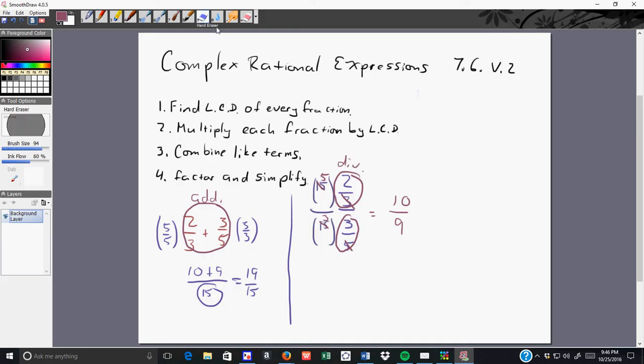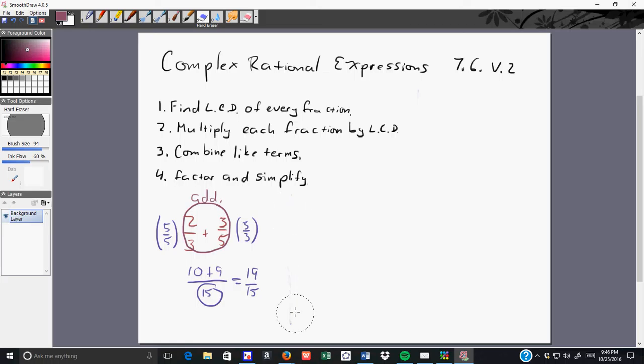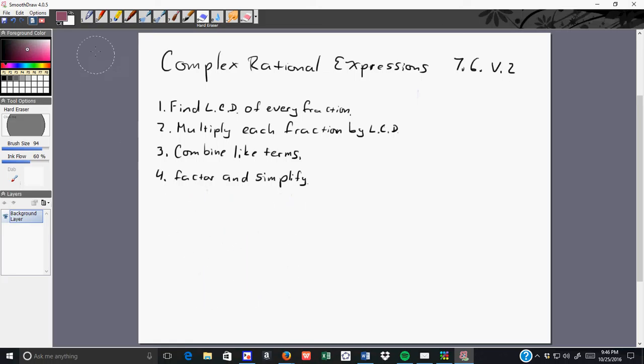All right, so now I'm going to do one more example, and hopefully it will help. And I'm not going to do the addition portion again because I'm afraid it might end up confusing people. Let's look at an example like this.